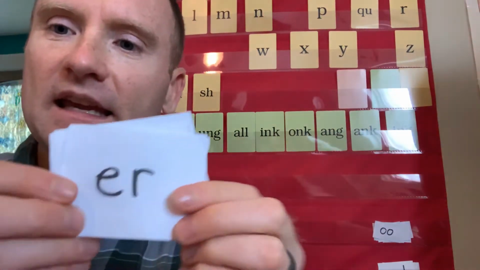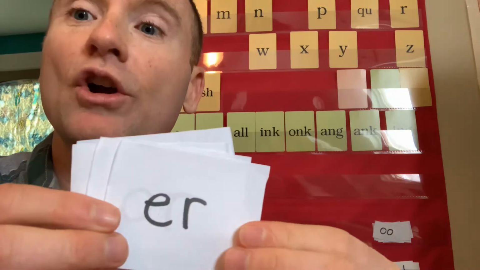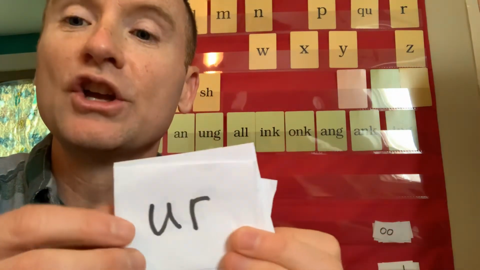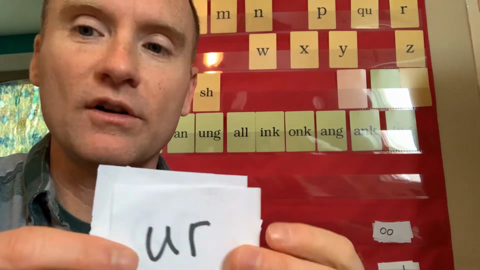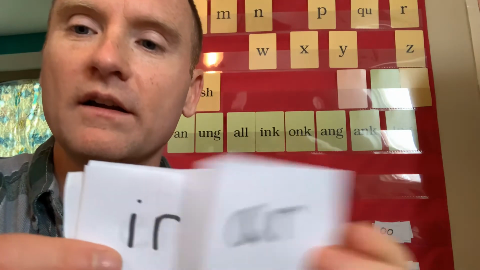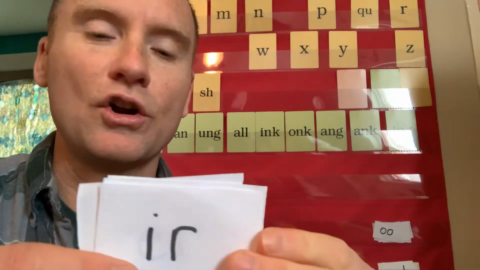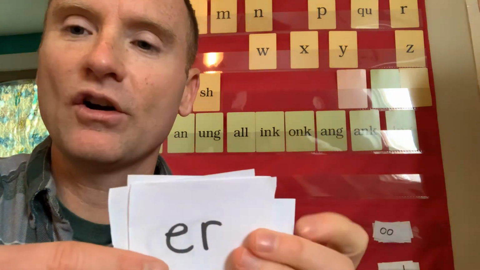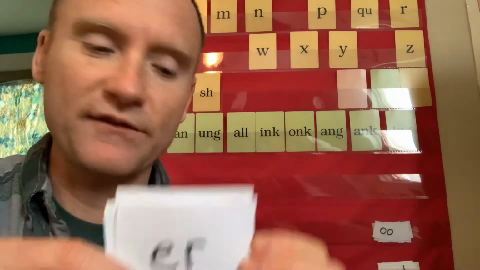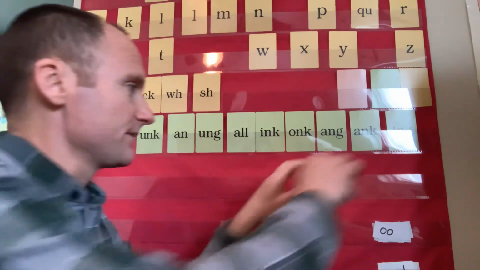All right. ER, what sound? OR, or. UR, AR, IR, ER. If you remember from before, ER is usually found at the end of the word, not always, okay?